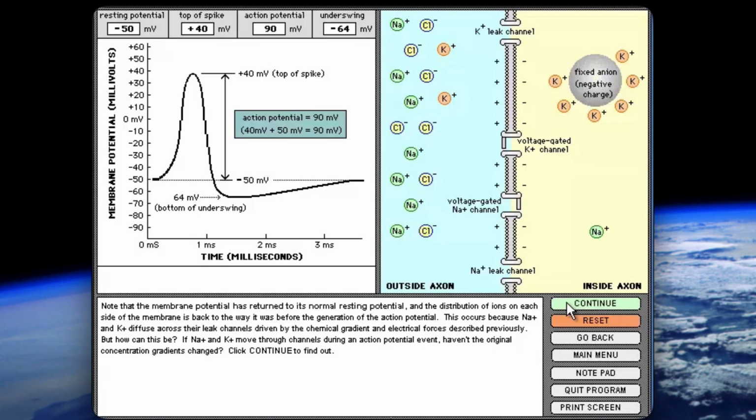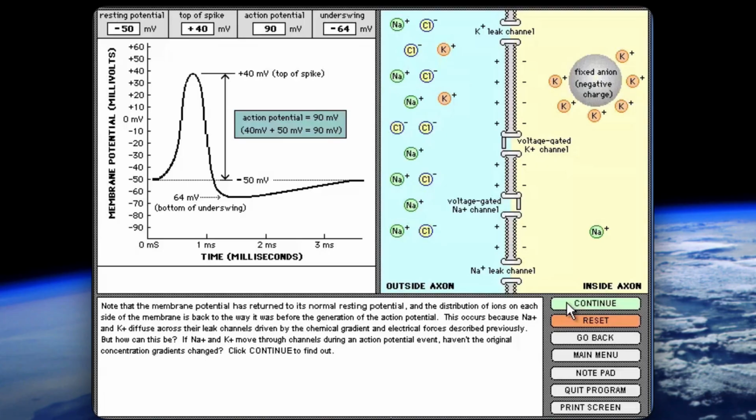The membrane potential has returned to its normal resting potential, and the distribution of ions on each side of the membrane is back to the way it was before the generation of the action potential. This occurs because sodium and potassium diffuse across their leak channels, driven by the chemical gradient and electrical forces described previously. But how can this be?